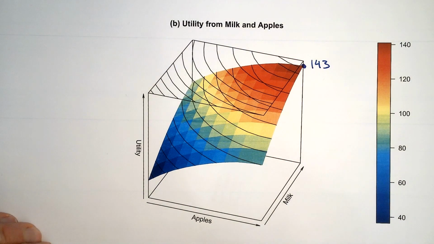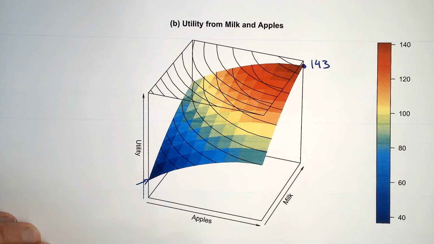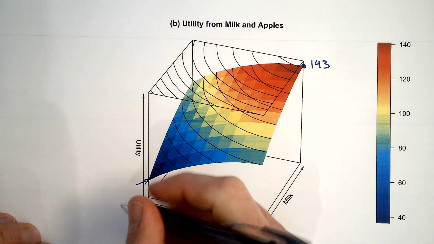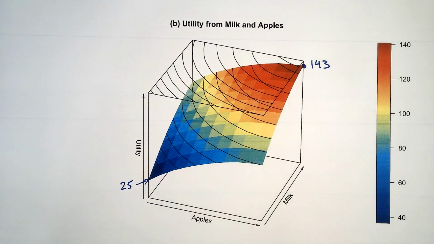And at the level where you consume one apple and one unit of milk, right here, the utility is 25. Now, we mentioned before that consuming 3 apples and 9 gallons of milk gives you the same utility of 100 as 5 apples and 5 gallons of milk.